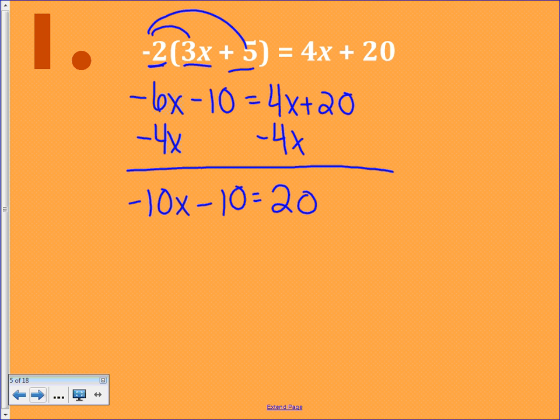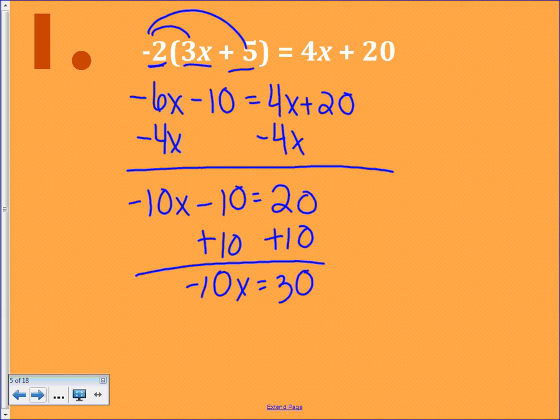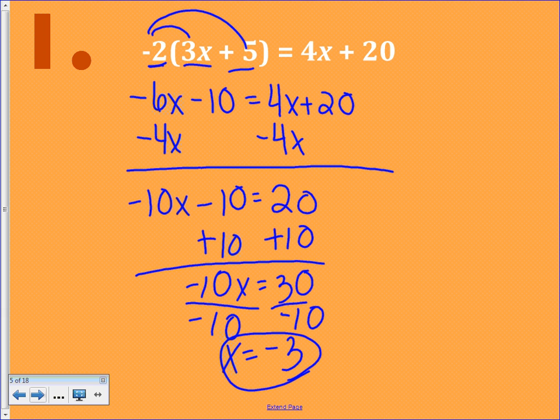Then I take a look at step 3. Step 3 says that we need to cancel the constant. So I can cancel the constant by adding 10 to both sides. Then we get negative 10x is equal to 30. So the last thing I need to do to get the x completely by itself is to divide both sides by a negative 10. And when I do that, 30 divided by a negative 10, we're dividing a positive by a negative number. So our answer is negative. 30 divided by a negative 10 is negative 3. So we get our answer, x is equal to negative 3.